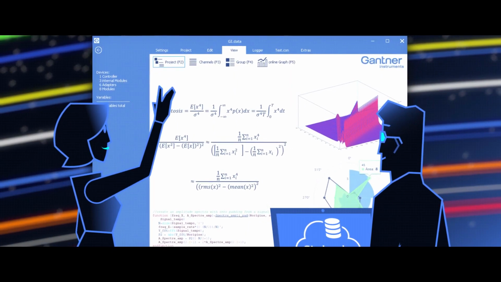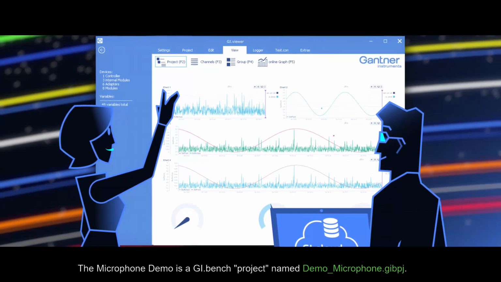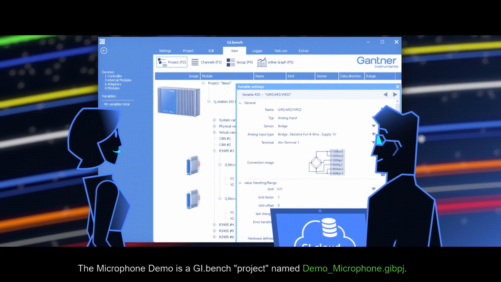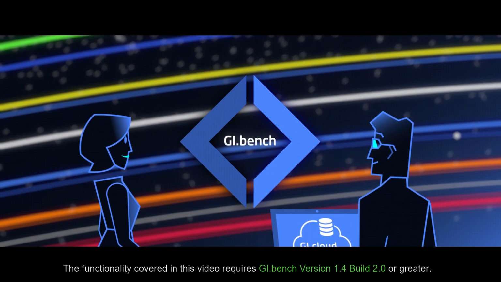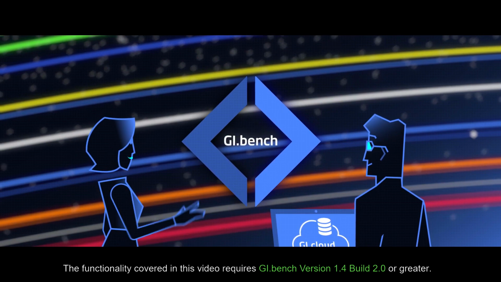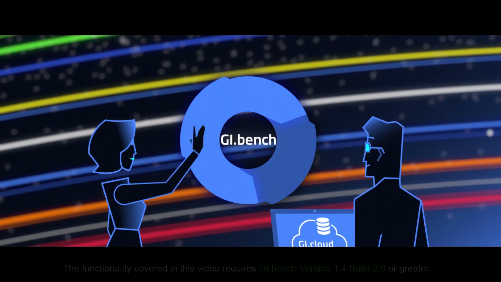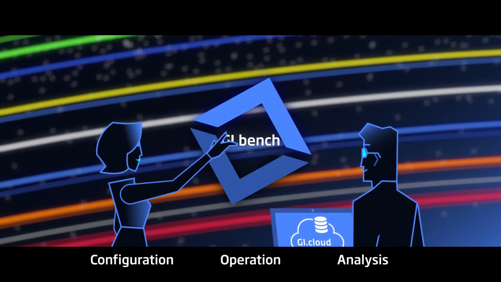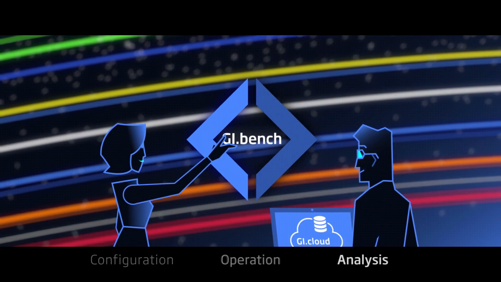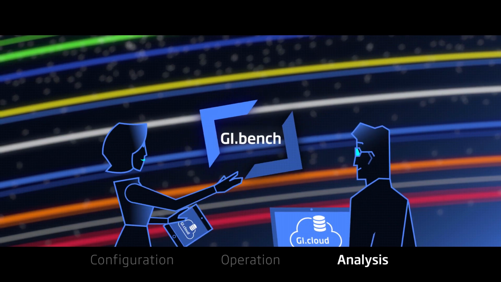The microphone demo is a special GI.bench configuration file, or project, that is included in every installation of GI.bench. In simplified terms, GI.bench is the latest multifunction software package developed by Gantner Instruments. It is typically used for all configuration, visualization, and logging tasks related to Gantner data acquisition systems.